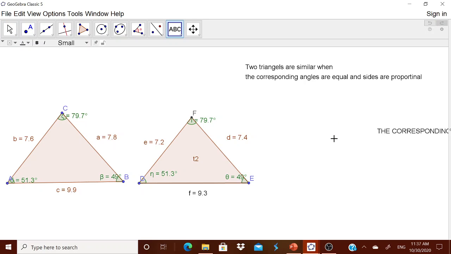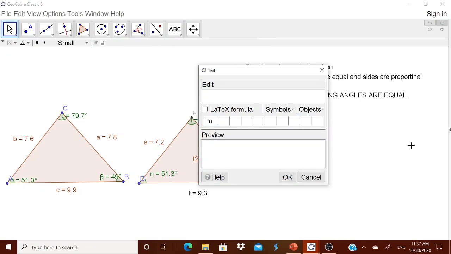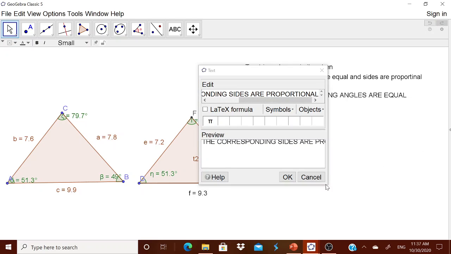Angle B is equal to angle E, and angle C is equal to angle F. Now you can ask the children to come and check it out, and see why the angles are equal. Now what is the next property you can tell them? The next property is that the corresponding sides are proportional. You have to tell them that the corresponding sides are proportional.